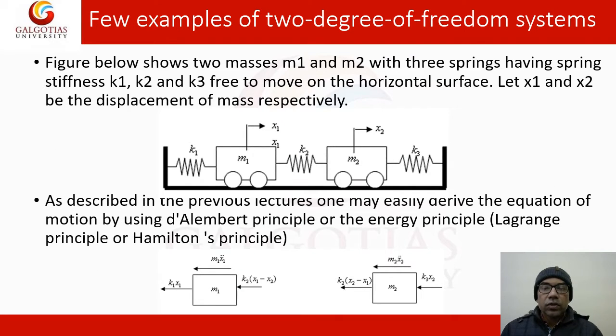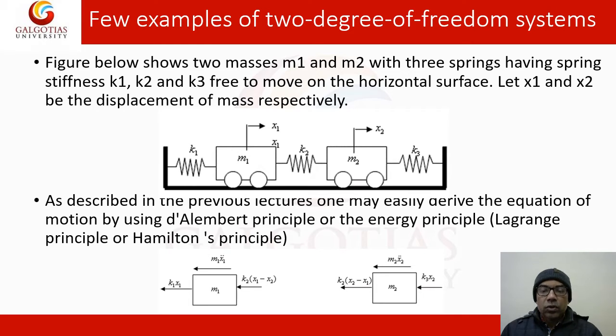A few examples of 2-degree of freedom are given over here. So you can see that the two masses M1 and M2 are connected by the springs K1, K2, and K3. K1 and K3 are connected to the wall, and K2 connects the bodies M1 and M2. As discussed in the previous lectures, one may easily derive the equation of motion by using D'Alembert's principle or energy principle or Lagrange principle, Hamilton principles.